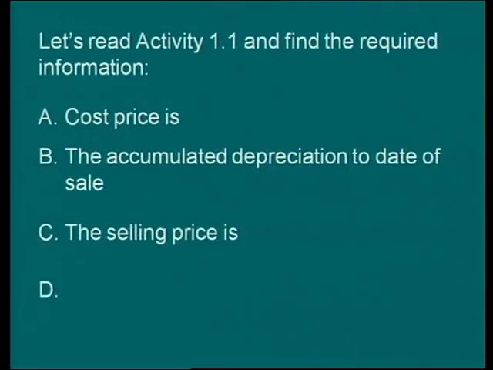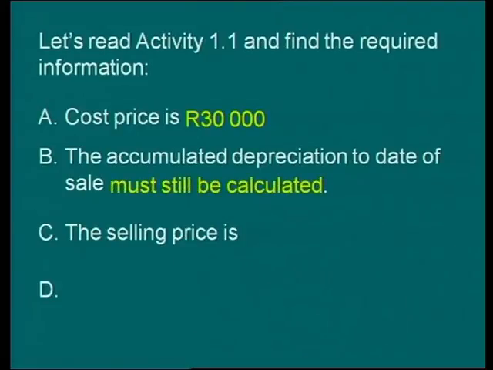So let's look through our exercise. We read our exercise and we said the cost price is 30,000. That's important to know. The accumulated depreciation to date of sale, we can't find it on our page anyway, so it must still be calculated. The third thing is the selling price, 21,500. And learners, you must know that enough information will be given to you in order to do asset disposal. The examiner will always give you enough information. You need to know what to go and look for. Firstly, the cost price, then the accumulated depreciation. You need to go and look for the selling price.